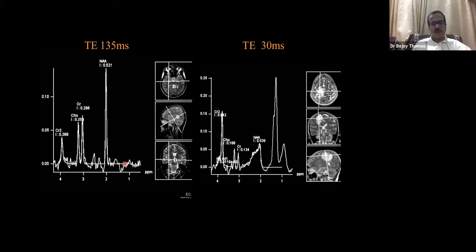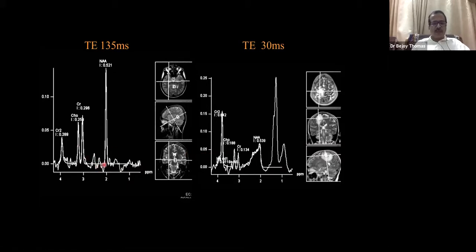So any amount of lactate is abnormal, but you have to be very careful that your baseline undulations can give a false impression of lactate being there, and this is at 1.3 ppm. So we have seen that all the lactate, this is not exactly the same case. That's why you're not seeing the same thing.